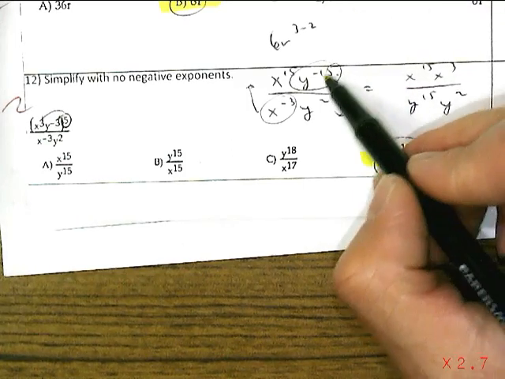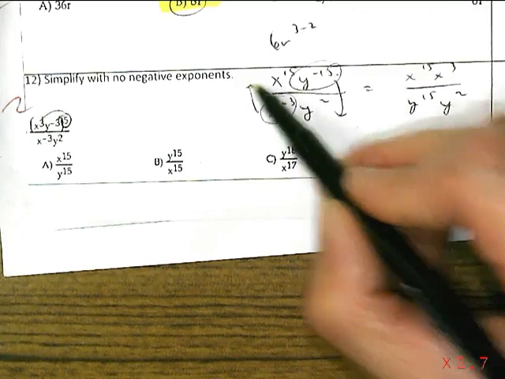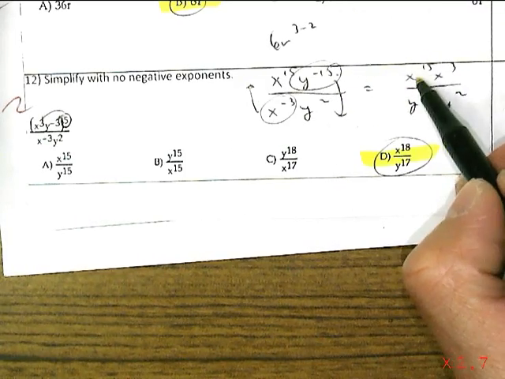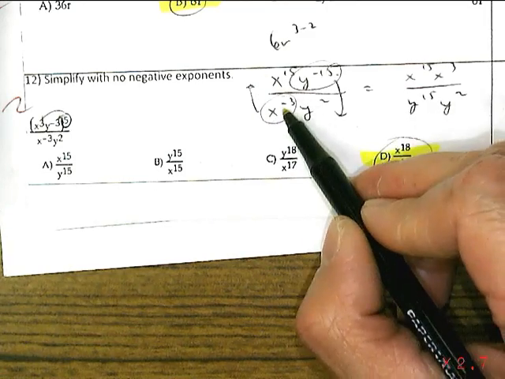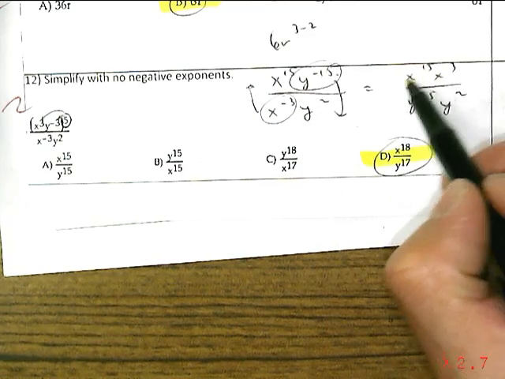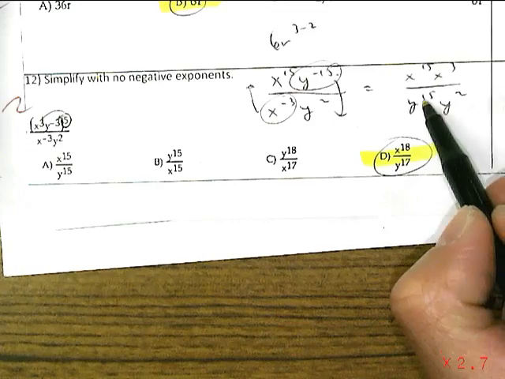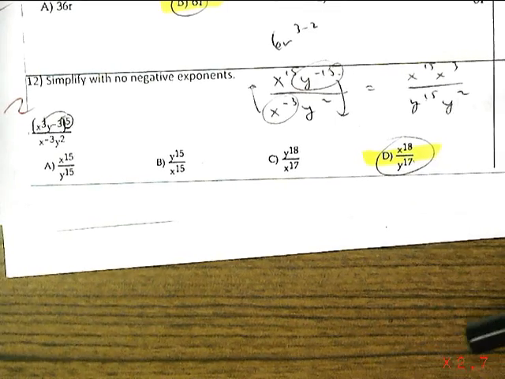Anytime I have a negative exponent, I'm going to switch places. And when you switch places, make sure to take off the negative sign. And then here, multiplying the same base with exponents, 15 plus 3 is 18, 15 plus 2 is 17. D is your answer.